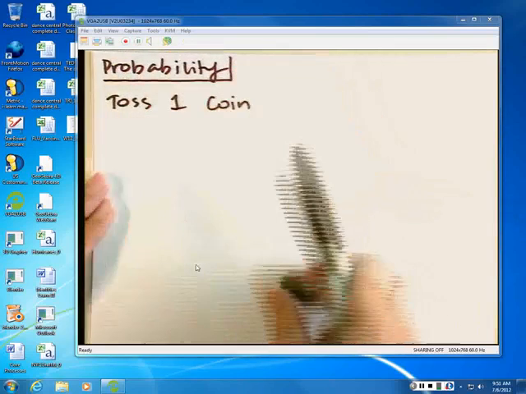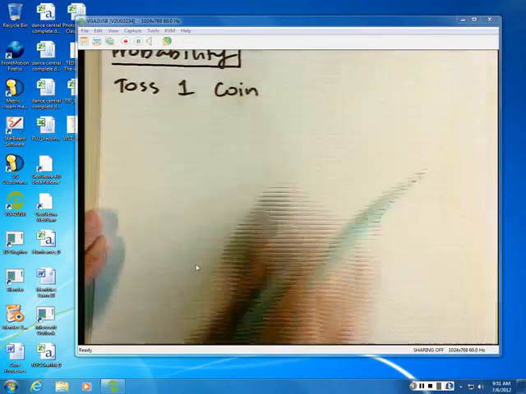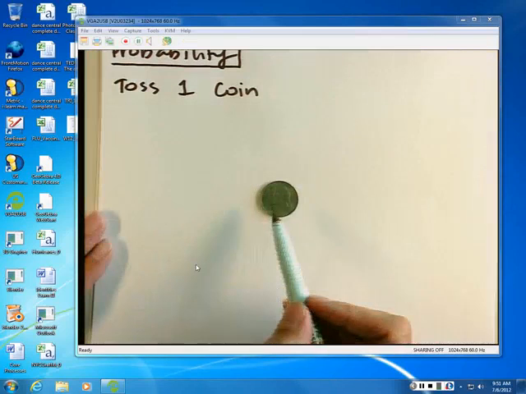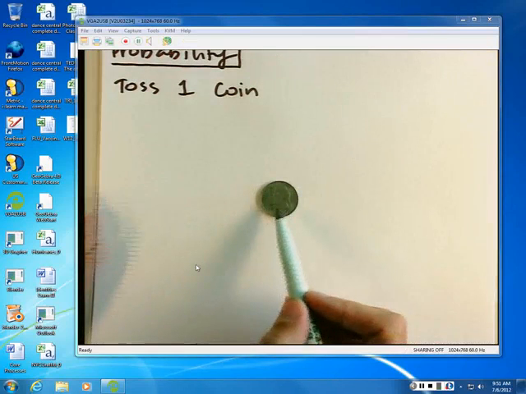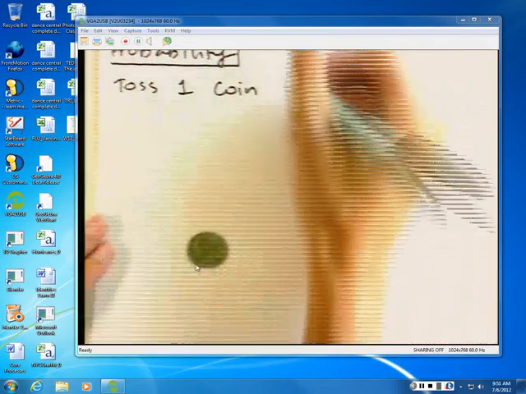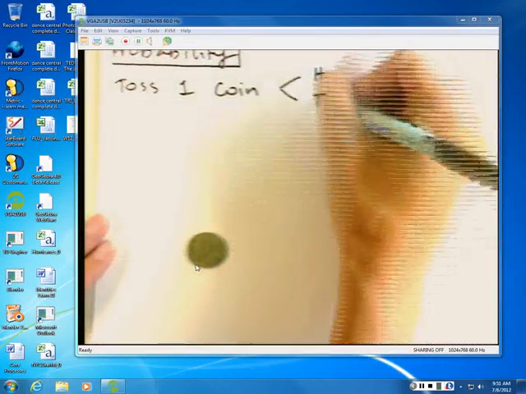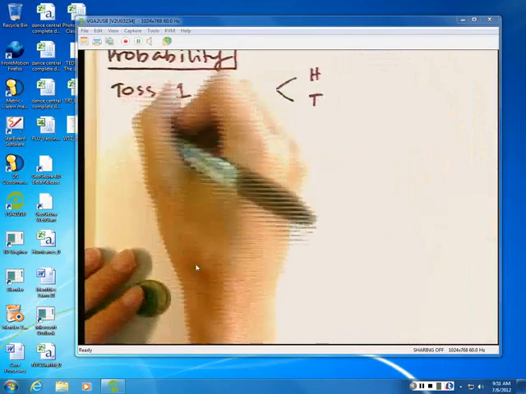If I toss that one coin and then it shows up, and I know you can't see that, I never have quarters, so I only had this old nickel and pennies. So this nickel landed on heads. Well, this nickel could have landed on one of two things, right? That coin could have landed on either heads or tails. This is my sample space.